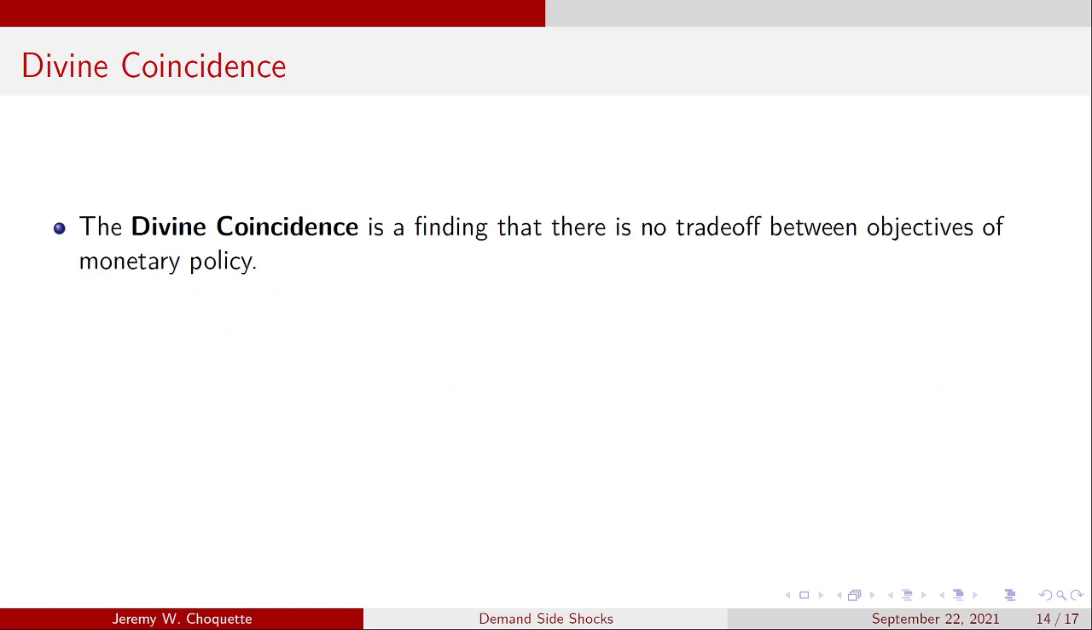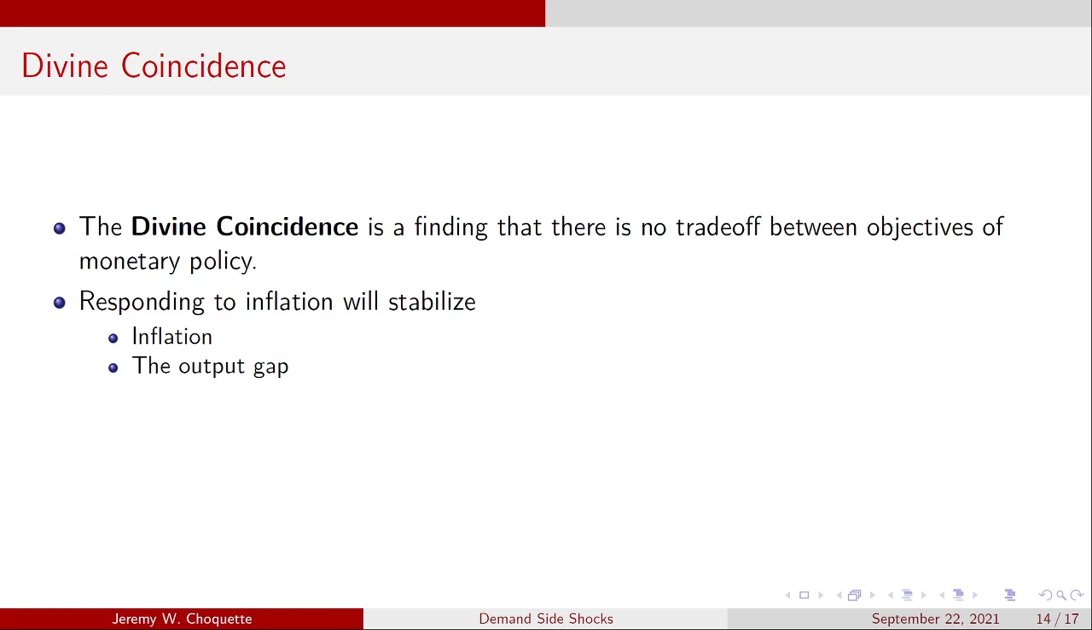Well, it's a finding that there's no trade-off between objectives of monetary policy. Responding to inflation stabilizes inflation, and it also stabilizes the output gap. So if any of you have ever wondered why we actually have a dual mandate, this divine coincidence kind of justifies why we have it.